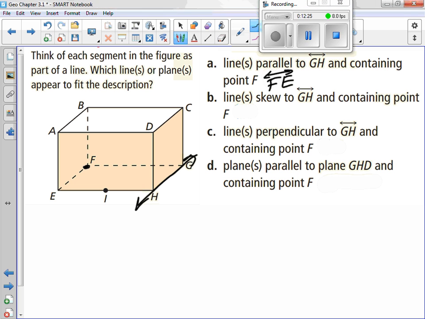Well, now it wants a skew line. FB or BF, either one. FG would be intersecting. That's all we could say, because I don't know anything about how they intersect. I can't say that they're perpendicular because I don't know if they intersect at right angles. It looks like they would, but we cannot assume that they are. I is just a point on that line. And since there's not anything connecting F to I, we can't say that they are connected.